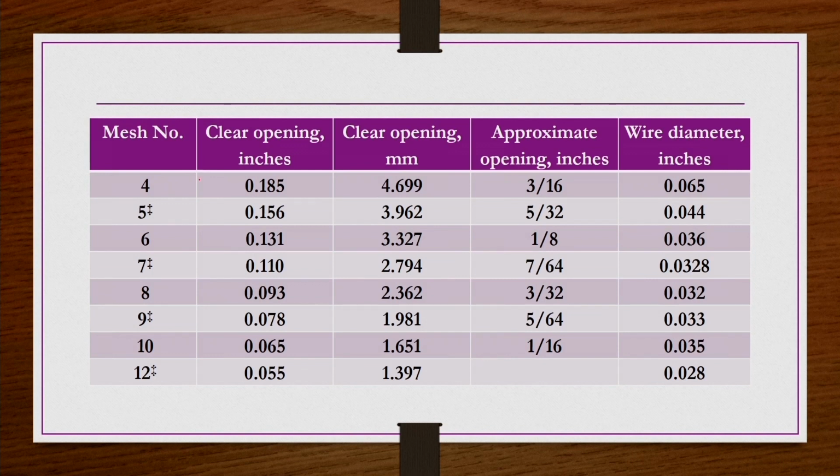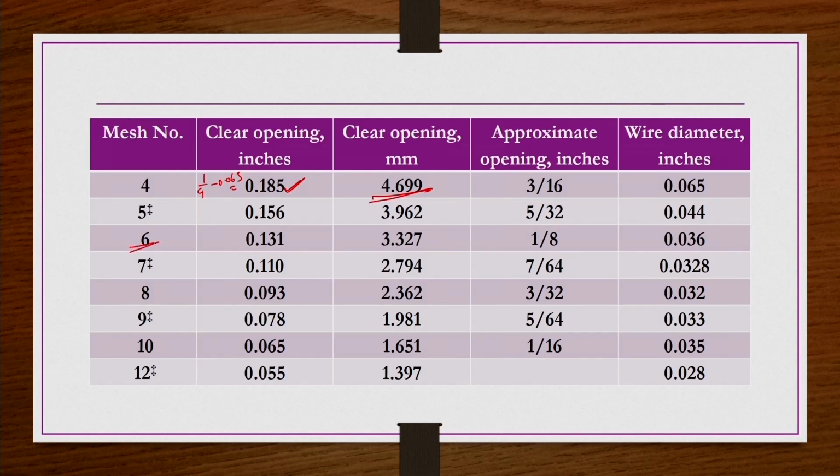So, its opening should be 1 by 4 minus the diameter of the wire that has been used, 0.065. So, 1 by 4 is how much? 0.25. 0.25 minus 0.065 would be 0.185. So, the clear opening in inches for that 4 mesh would be 0.185. If you convert the same thing to mm, it is 4.699 mm.